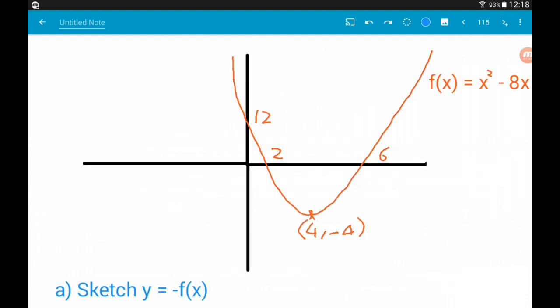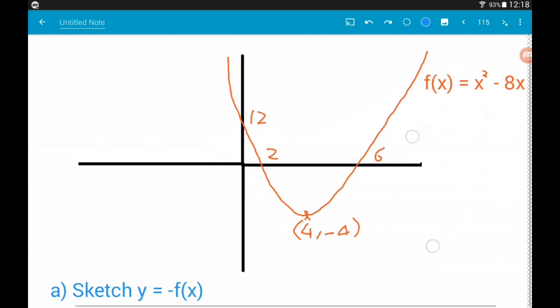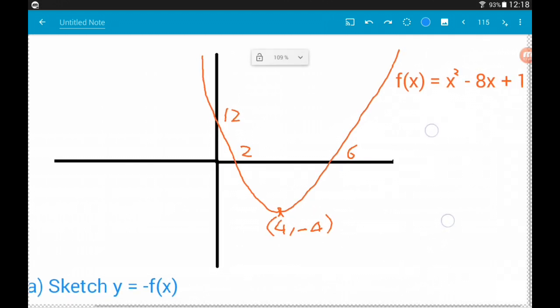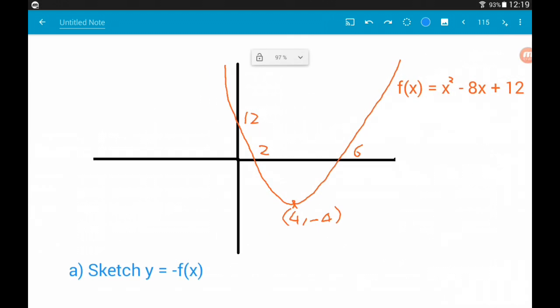So first up, here we have the graph of f of x equals x squared minus 8x plus 12. Now you might be told the function, you might not be, but what you will be told or shown is important parts of the graph. So here we have a y-intercept of 12, two x-intercepts of 2 and 6, and also the coordinates of the minimum point of the graph.